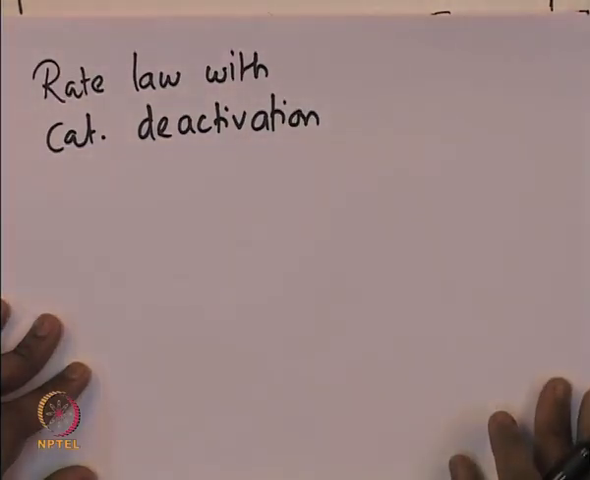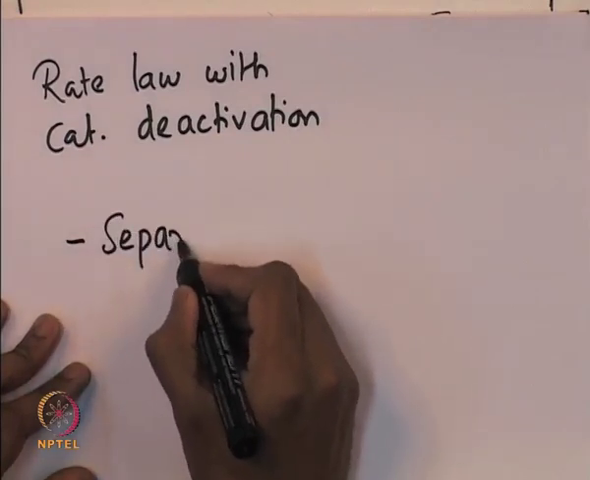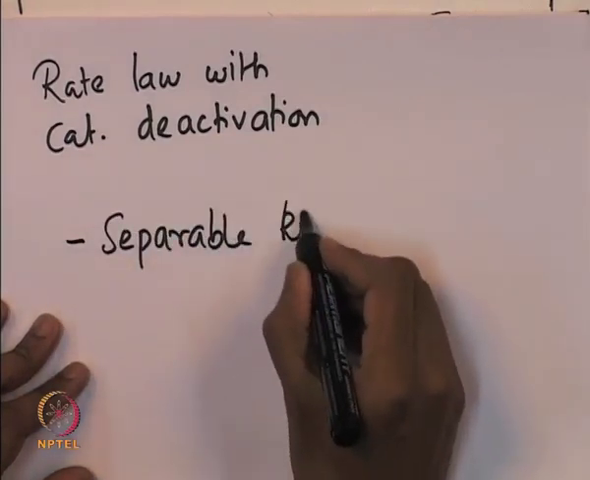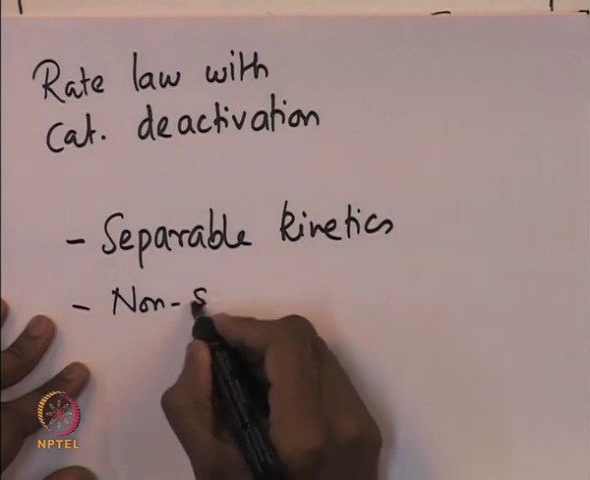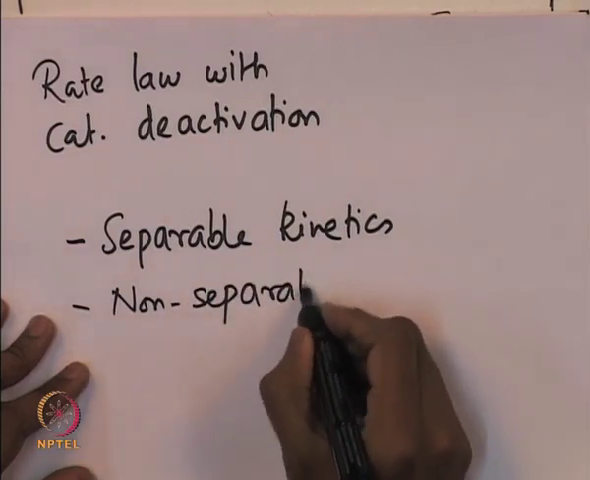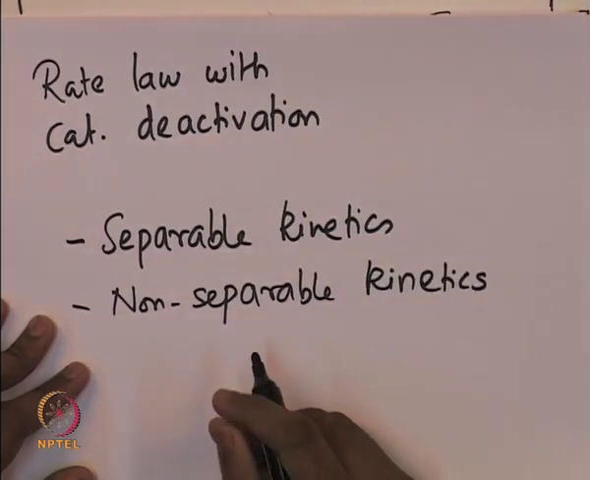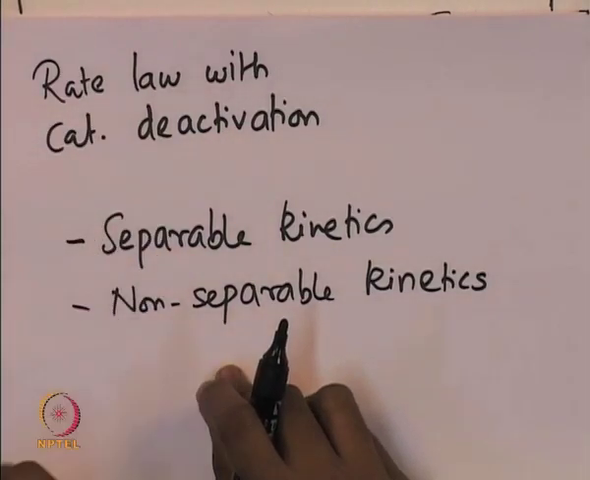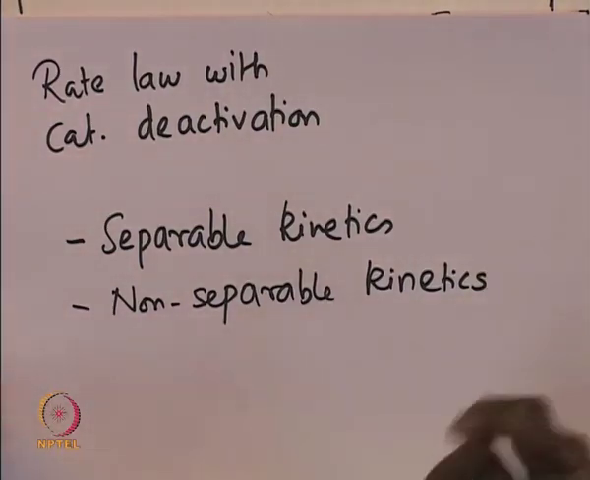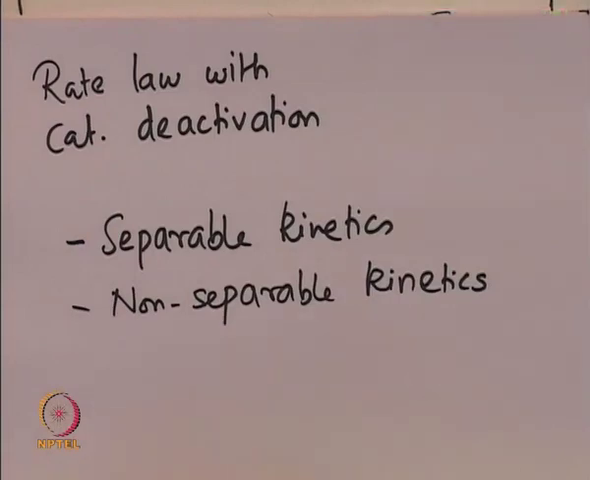So, this can be broadly classified into two different types. One is called the separable kinetics, and another one is called the non-separable kinetics. Separable kinetics is one where the dynamics of the adsorption, catalyst deactivation process and the actual kinetics of the catalytic reaction can be independently modeled and the mechanisms can be independently understood, while the non-separable kinetics is where it cannot be looked at independently.